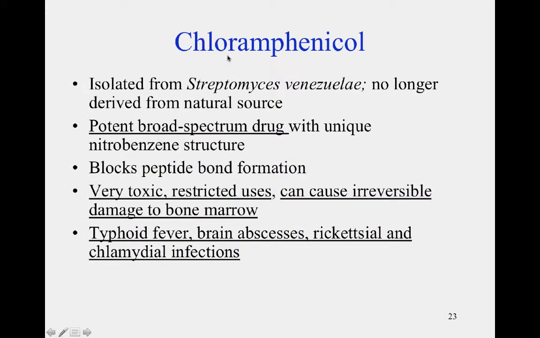infections. Another protein synthesis inhibitor antimicrobial drug is chloramphenicol. So this one has been isolated from bacteria, Streptomyces venezuelae, and now the one that is available is no longer derived from its natural source, so it is chemically modified, but it will block peptide bond formation. And remember, this one actually is associated with a high toxicity level. So I mentioned bone marrow. This one can cause irreversible damage to the bone marrow, and it has been used to treat such diseases as typhoid fever, also the rickettsial and chlamydial infections, and even in the case of infected brain abscesses.